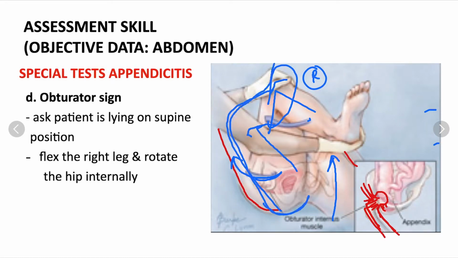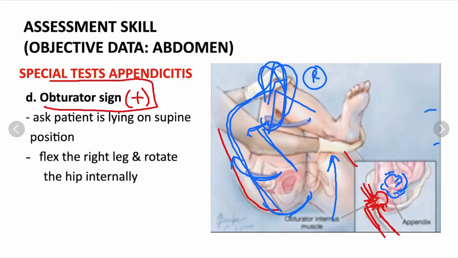Movement with this part would trigger pain for the patient, since the appendix is also here, and it would signal that it's painful because of the sudden movement. Therefore, you could say that the patient is also positive for obturator sign when doing this specific test.